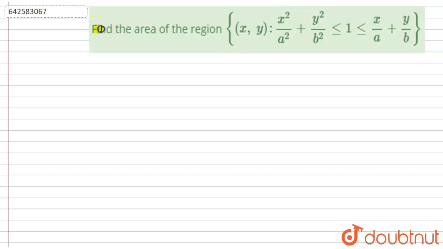Hello students, we are going to solve this question here. The question says find the area of the region, and the region here is all those (x, y) such that x square upon a square plus y square upon b square is less than or equal to 1, is less than or equal to x upon a plus y upon b.